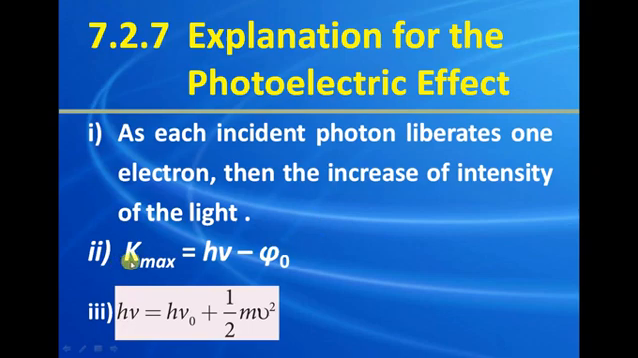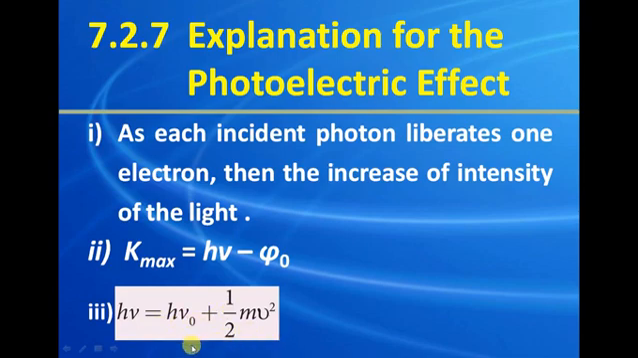The second point: the maximum kinetic energy is always equal to hν minus φ₀. That means the maximum kinetic energy is directly proportional to frequency and is independent of the intensity of light. The third point: this equation is nothing but Einstein's photoelectric equation. We already know that hν is equal to hν₀ plus half mv squared.